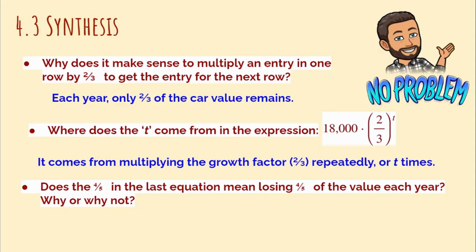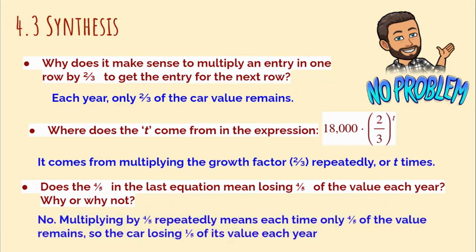And does the 4/5 in the last equation mean losing 4/5 of the value each year? Why or why not? No, multiplying by the 4/5 actually means that 4/5 of the value remains each year, so it's losing 1/5 of the value. Keeping 4/5 of the value, which means it's losing 1/5.